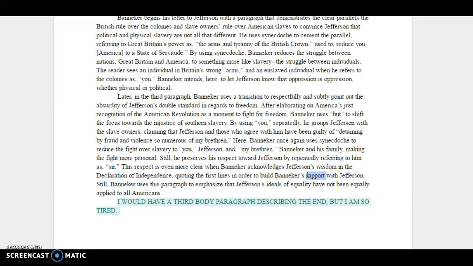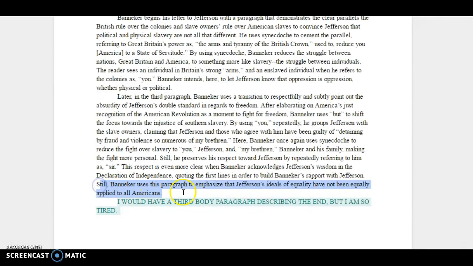So, again, I talk about how he kind of calls Jefferson on the carpet here by saying, but this is unjust, and Jefferson and those who agree with him have been guilty of detaining by fraud and violence so numerous of my brethren, reducing that to a conflict between Jefferson and Banneker's family. But again, Banneker still builds rapport by quoting Jefferson and talking about how wise his words in the past have been. Then I have my concluding sentence here.